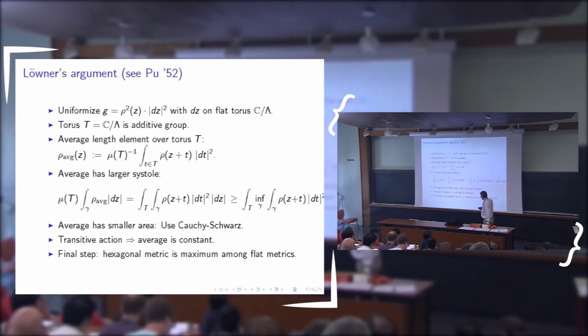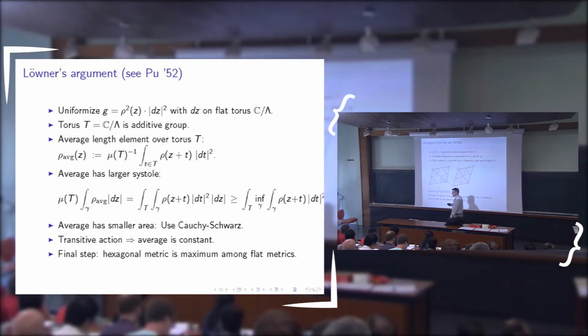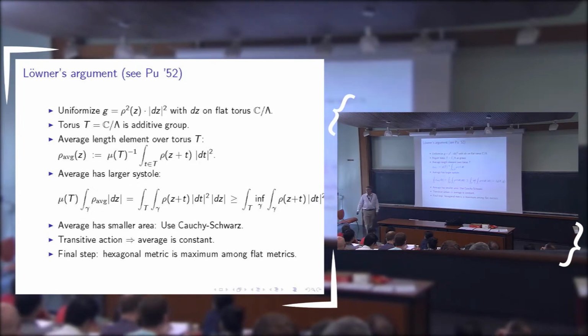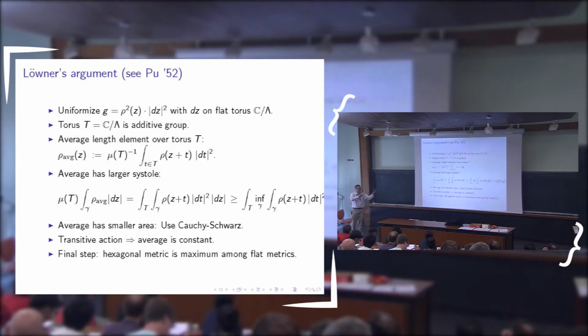Okay, so the final step is the hexagonal metric is maximum among flat metrics. Okay, so let's look at that. Chris, sure. The original space is just tori of area 1, but not flat, just whatever. Right. You could use area 1. Actually, for this argument, you really don't want area 1, because averaging doesn't preserve it. So it's nice to divide out by the area. Yeah, you're welcome.